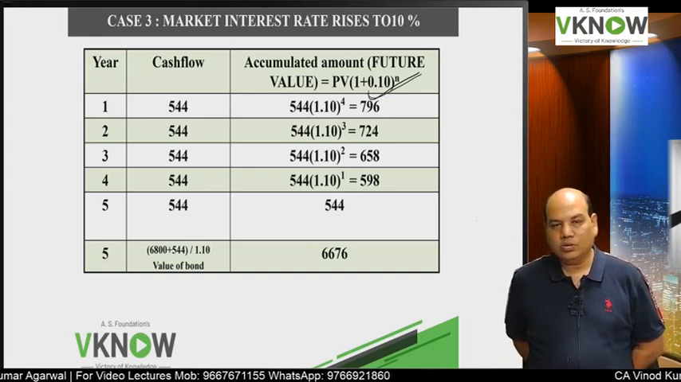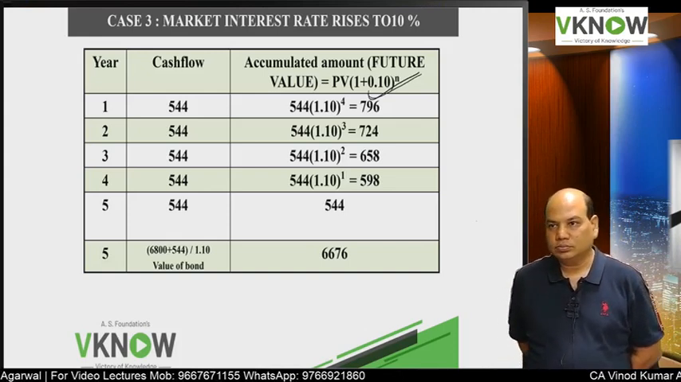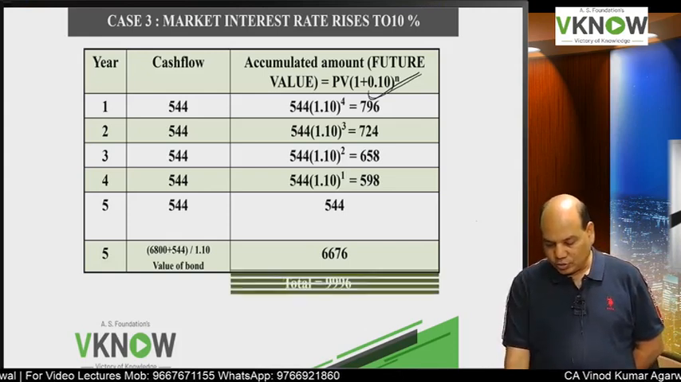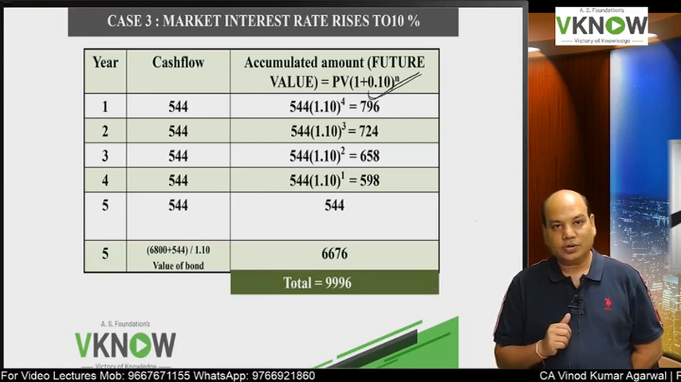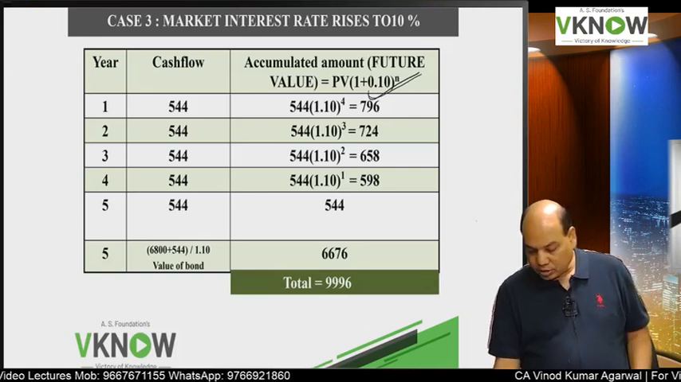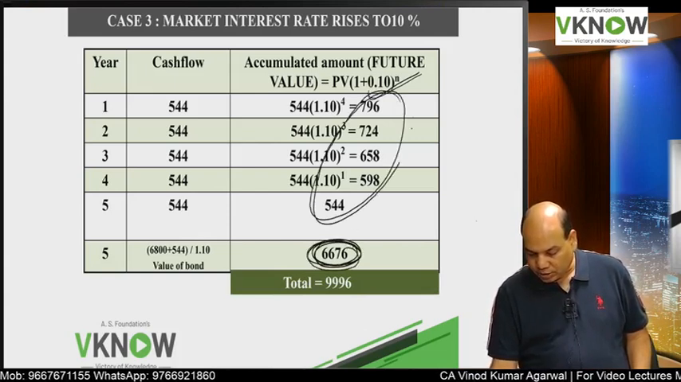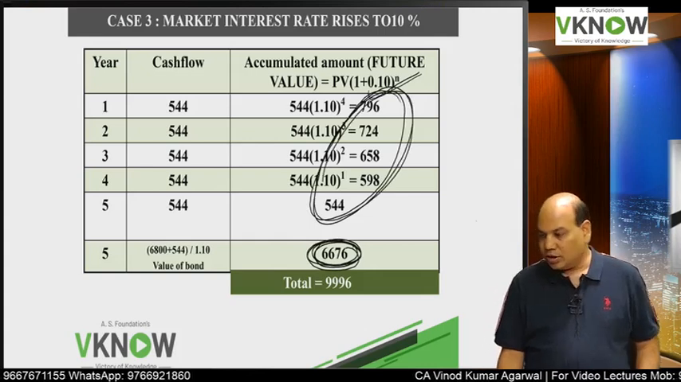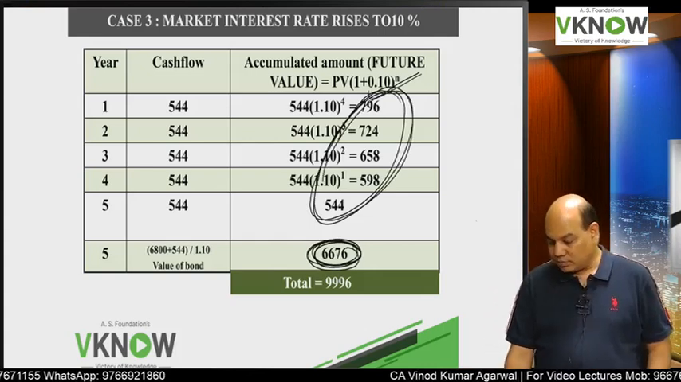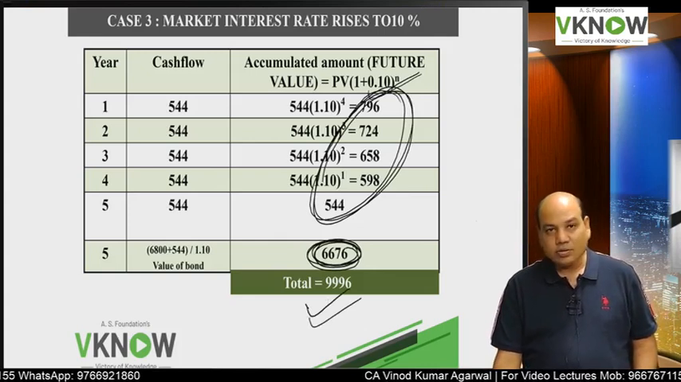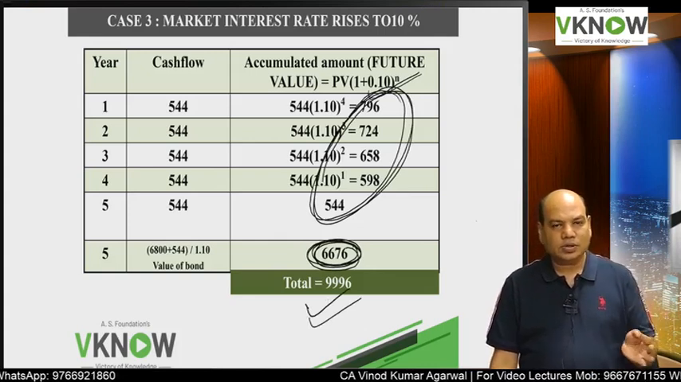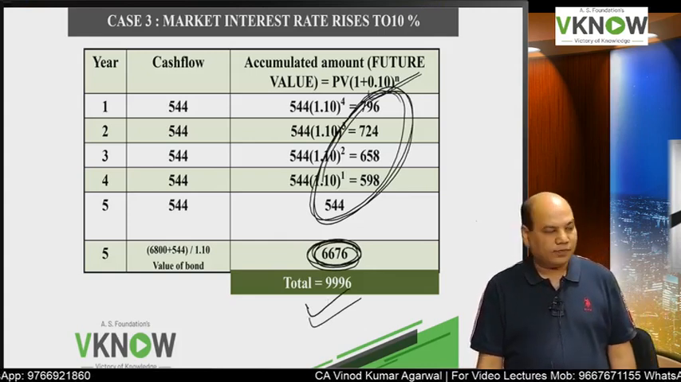Anybody for total of the last column? Surprise! You are again very close to 10,000. So this time the loss in the value of the bond is compensated by the increase in reinvestment income, and therefore you are getting the same amount, 10,000. Some difference is okay, minor difference is okay.